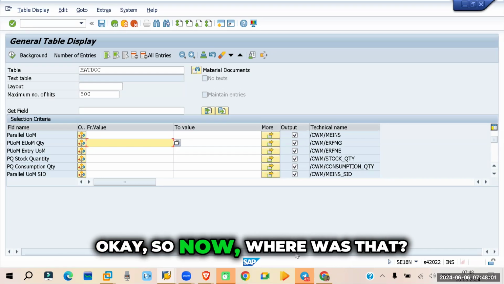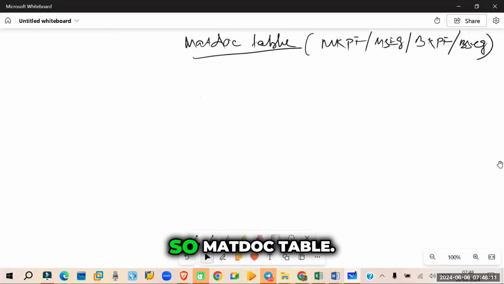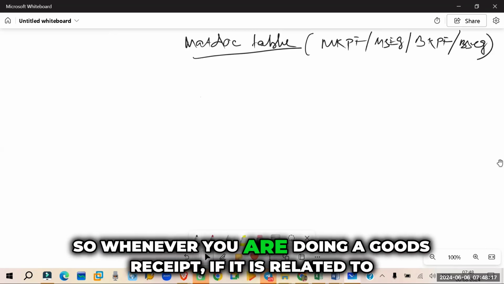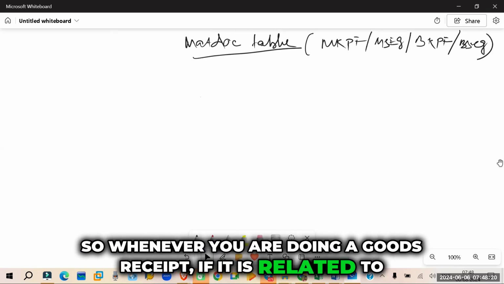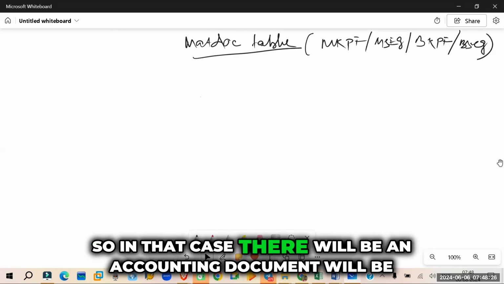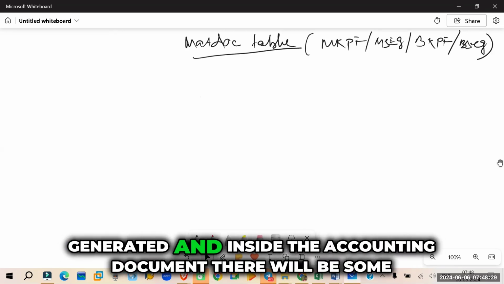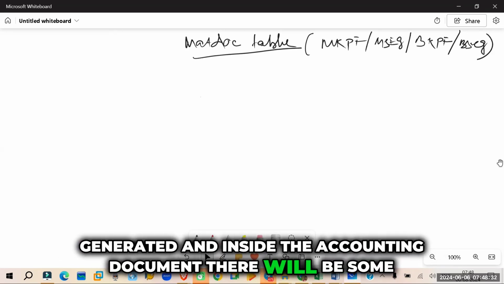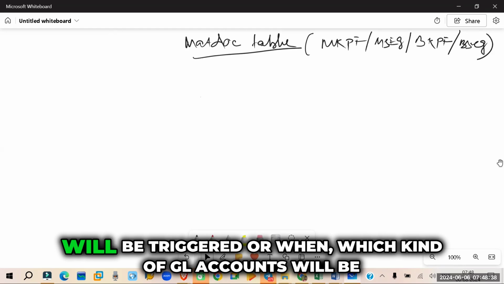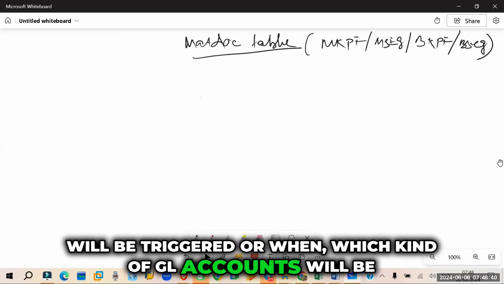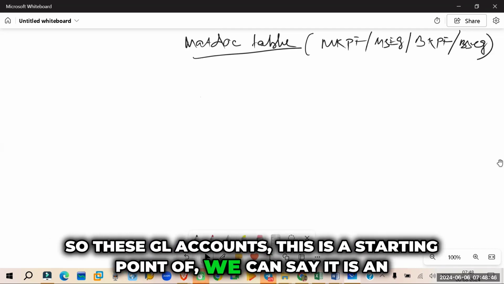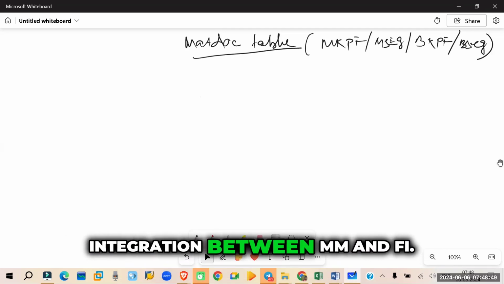Okay, so now, let's understand what the GL account posting is. Whenever you are doing a goods receipt, if it is related to the accounting side or the material is a valuated material, then an accounting document will be generated, and inside the accounting document there will be some GL accounts. So now let's understand how, or when, which kind of GL accounts will be triggered. This is the starting point of the integration between MM and FI.